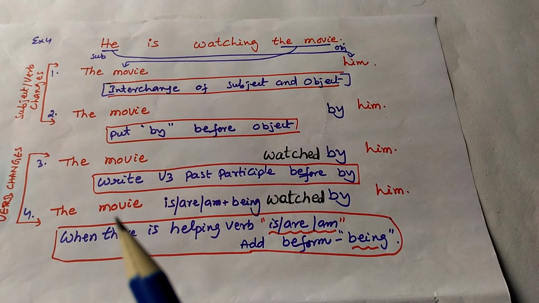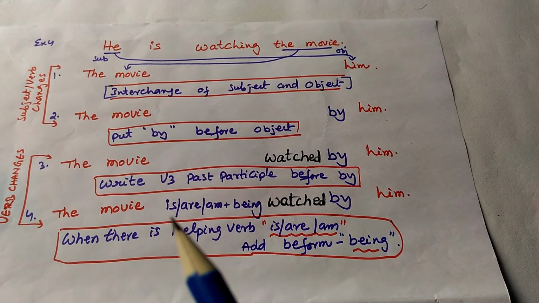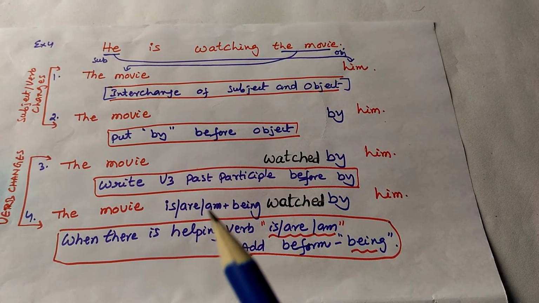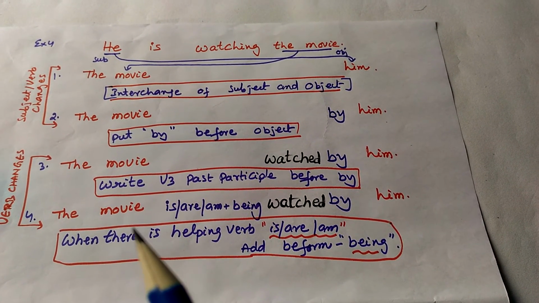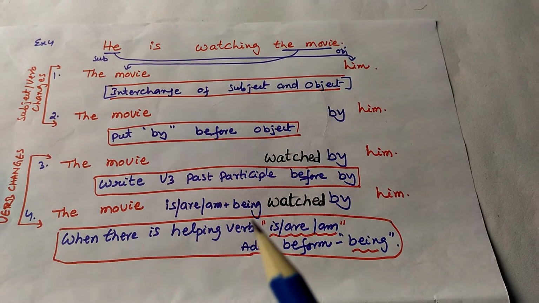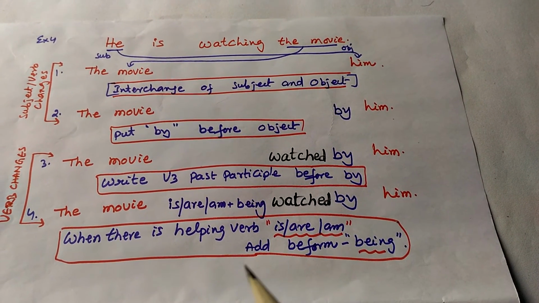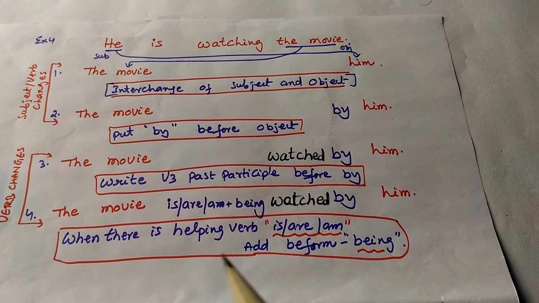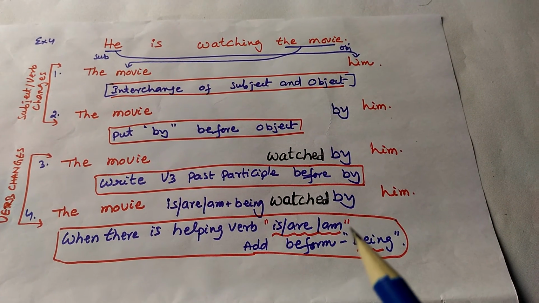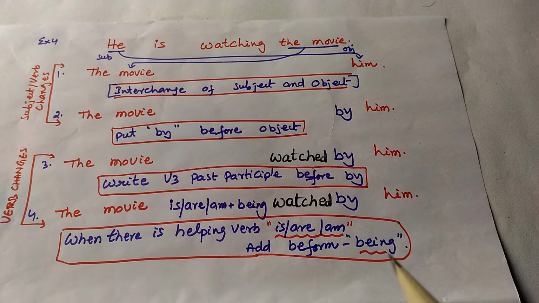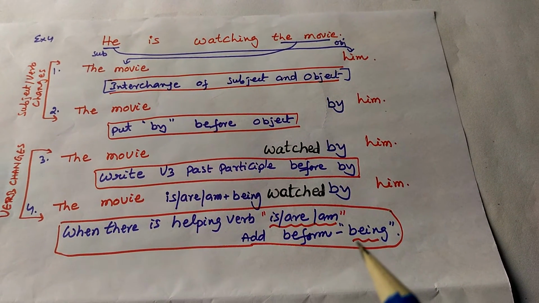So here the subject is movie. So movie agrees with is. So we have to strike out are and am. So then we get the answer: the movie is being watched by him. So the be form rule is that whenever there is the helping verb is or am, then we have to add the be form being. Well, let us see the next example.